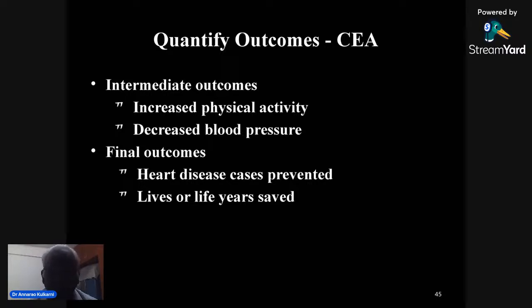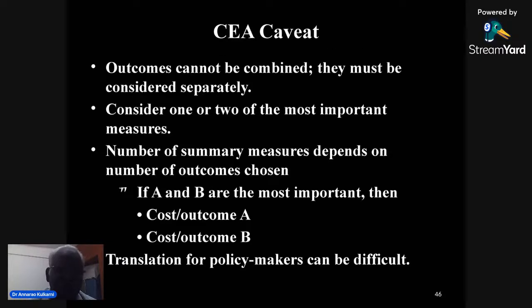However, we may only have to rely on intermediate outcomes to work with unless we can follow intervention participants over time to find good epidemiological evidence linking intermediate to final outcomes. There is a caveat. A major caveat in conducting cost effectiveness analysis is that the outcomes in the natural units cannot be combined and must be considered separately. Now, this creates some problems sometimes.